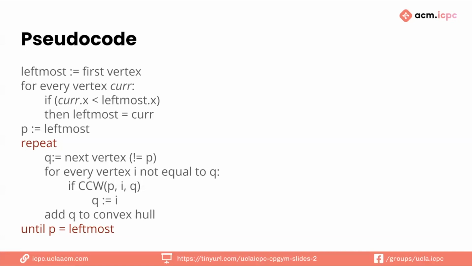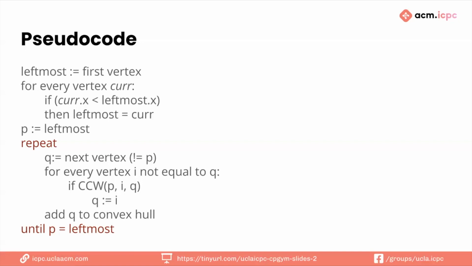So can someone tell me what the time complexity of this algorithm is going to be? Right, so it seems like it's going to be n squared, and that's a pretty good estimate. Essentially, we do have two loops. The inner loop considers all points, and the outer loop seems to consider all points. But you can actually improve the estimate to be n times the size of the convex hull, n times m.